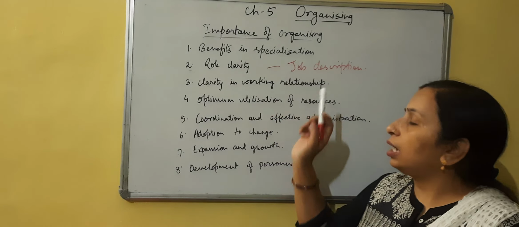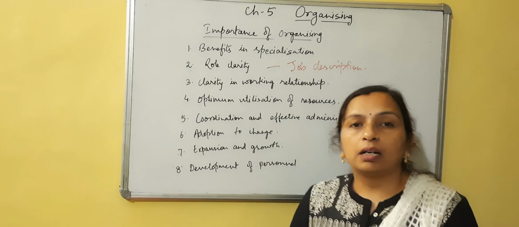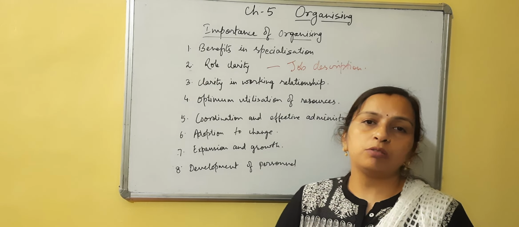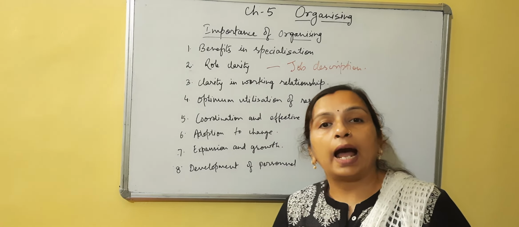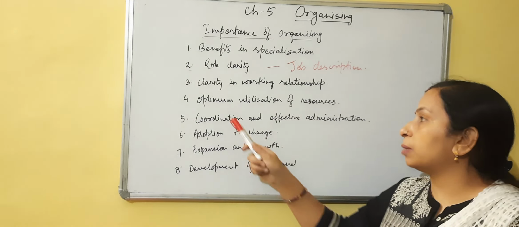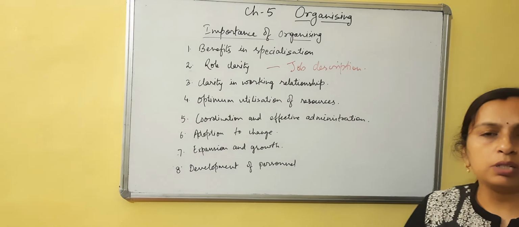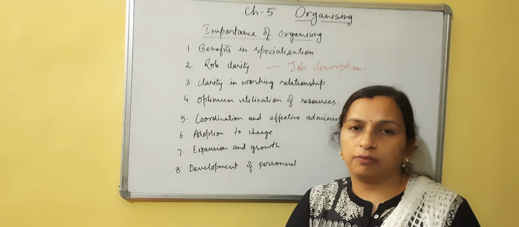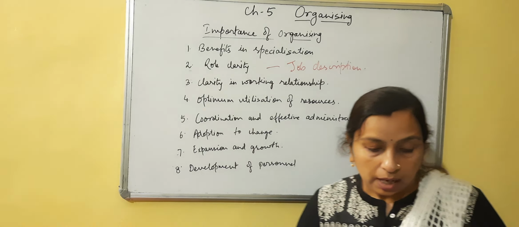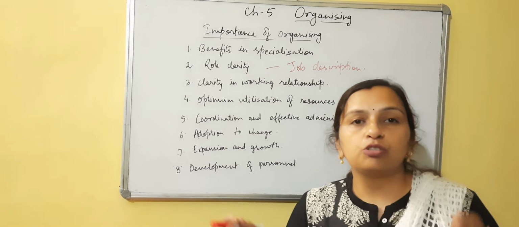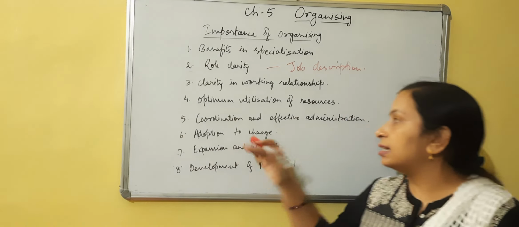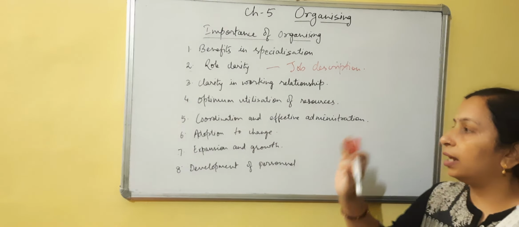Then clarity in working relationship. Since the reporting relationship is established, you know who is your boss, who is giving you orders and instruction, and whom you are going to report. So there will be clarity in working relationship. Optimum utilization of resources, because there is no overlapping of activity, everything is clearly defined. Then coordination and effective administration. This happens because similar jobs are grouped in one particular department, so it is easy to coordinate the work and administer.